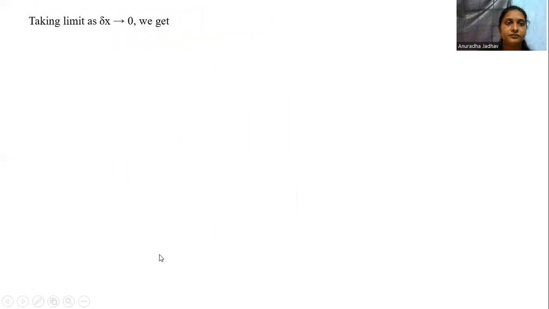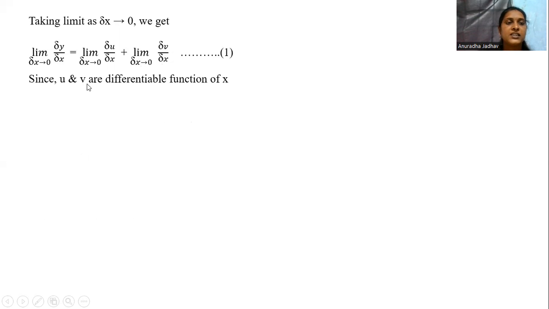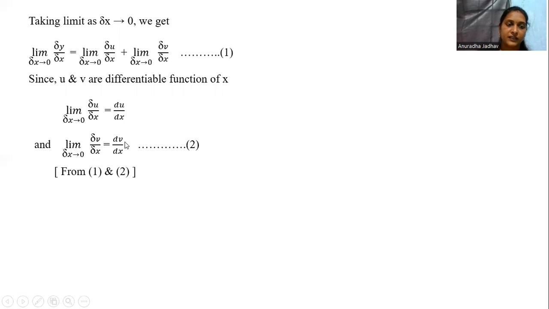It gives that limit as delta x tends to 0, delta y upon delta x is equal to, take the separate limit to both functions, that is limit as delta x tends to 0, delta u upon delta x plus limit as delta x tends to 0, delta v upon delta x. Since u and v are the differentiable functions of x, then here we can write limit as delta x tends to 0, delta u upon delta x. This limit is denoted by du upon dx. And second limit as delta x tends to 0, delta v upon delta x is denoted by dv upon dx, and both derivatives exist.